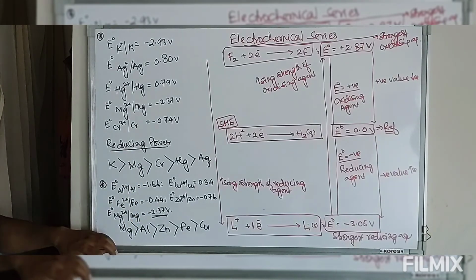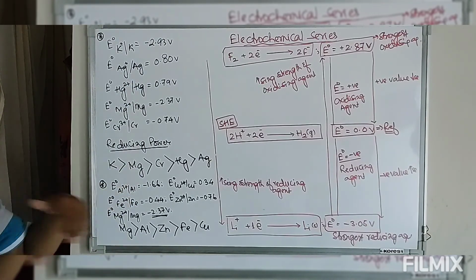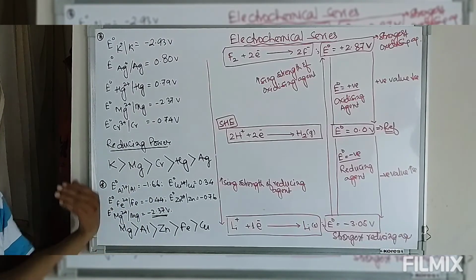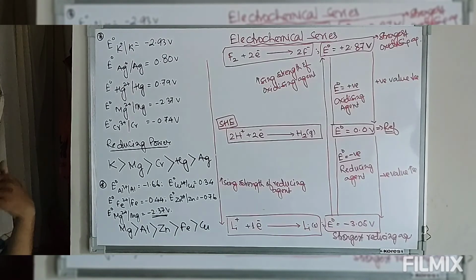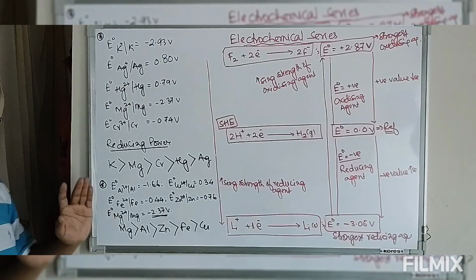So this is the use of this electrochemical series. Just by looking at the values of standard reduction potential, we can easily arrange in increasing order of oxidizing power, increasing order of reducing power, and tell which metal can displace another metal from its solution. So this is the beauty and the use of the electrochemical series.